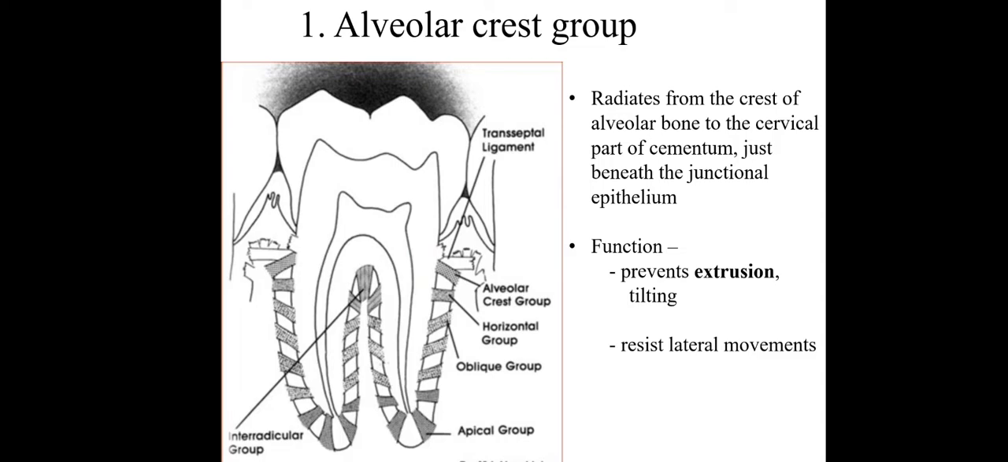Now the direction in which the alveolar crest group fibers extend is very important for their function because it prevents extrusion. The major function of alveolar crest group fibers is to prevent extrusion of the teeth from the socket. Now how they do this, just remember the direction in which the alveolar crest group fibers extend.